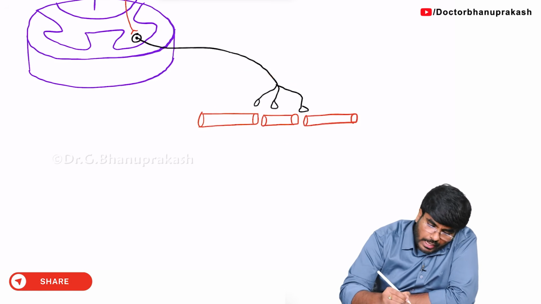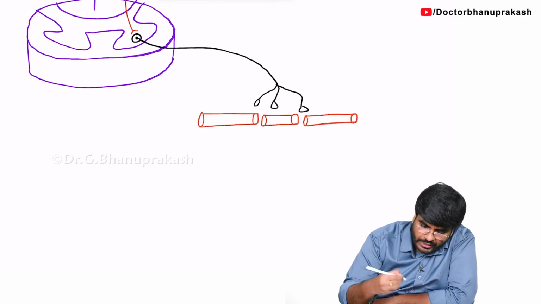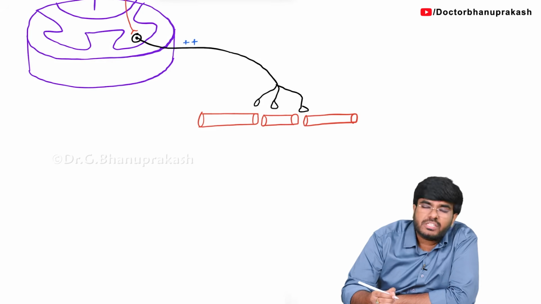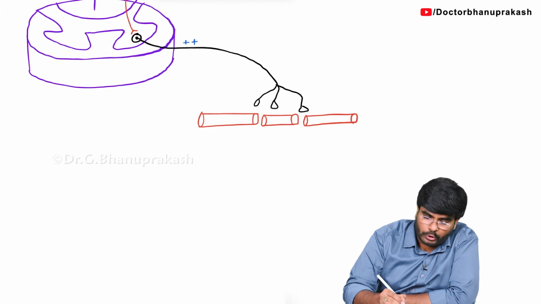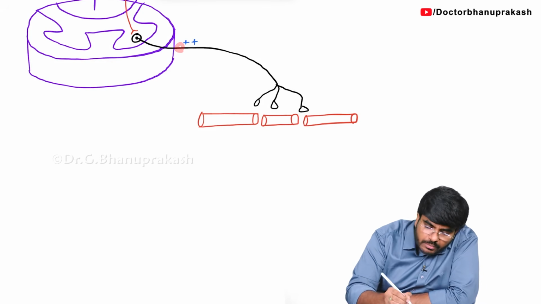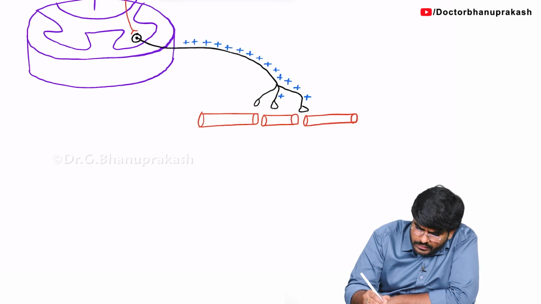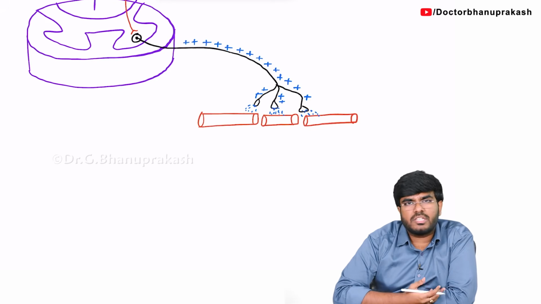Now look carefully. Hypothetically, I am going to stimulate this motor neuron from outside with an electrode. When I stimulate, the action potential is going to be generated here. Now this motor neuron is activated, so these nerve terminals are activated. That is going to release acetylcholine. Whenever acetylcholine is released, it is going to cause depolarization of the muscle fibers and the muscle is going to contract.